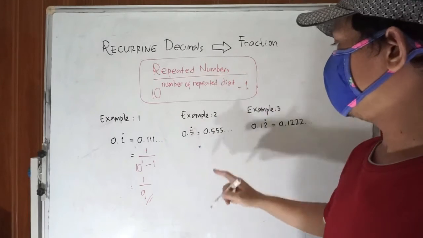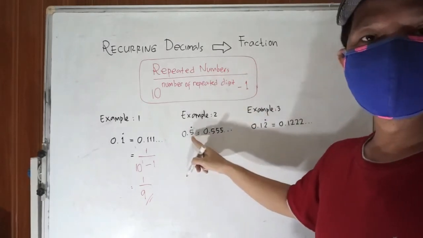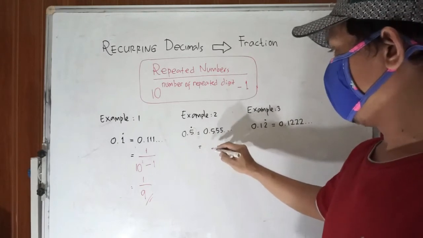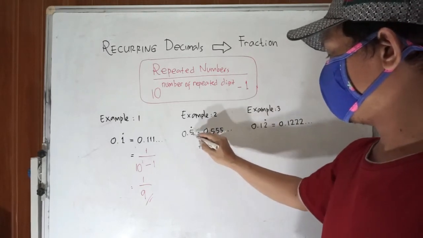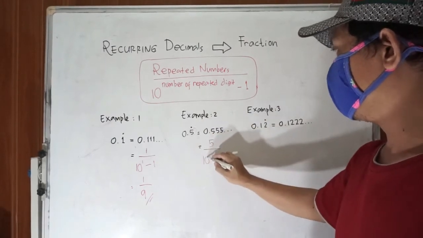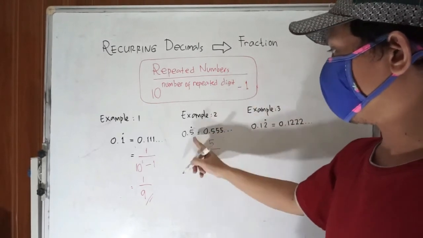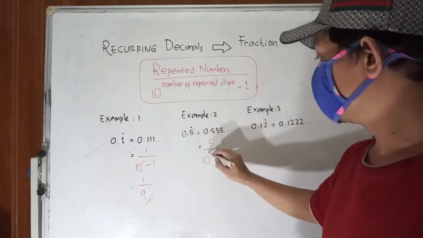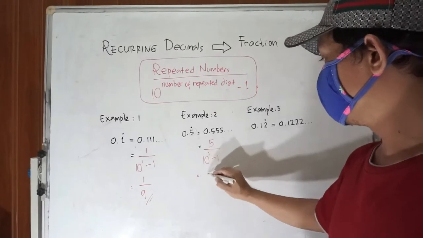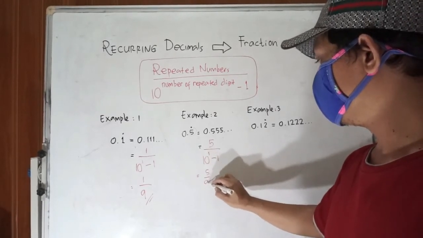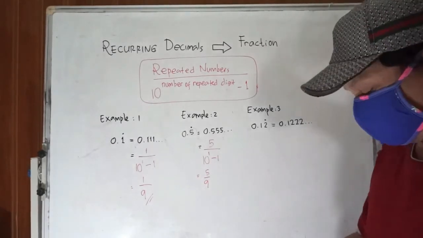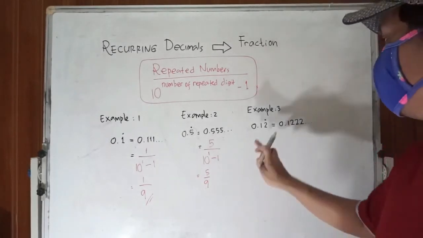Number of repeated digits, only one digit, right? So the fraction is, repeated number is 5 over 10 power number of repeated digits, only one digit, so 1 minus 1. So the answer is 5/9. Okay, everyone? I want to give you an extra sample.